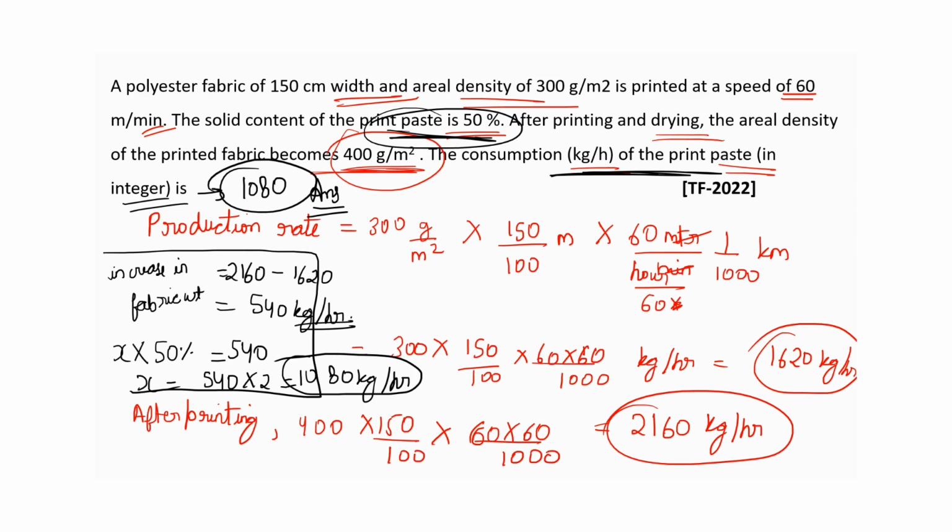This is the typical solution of a GATE 2022 textiles paper.